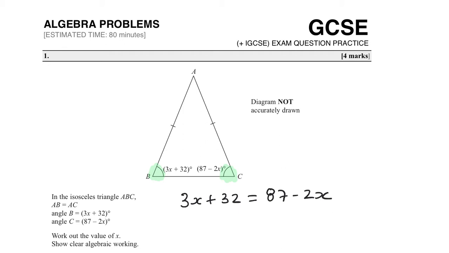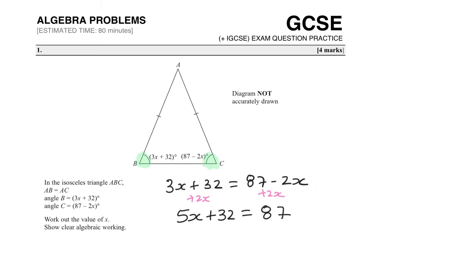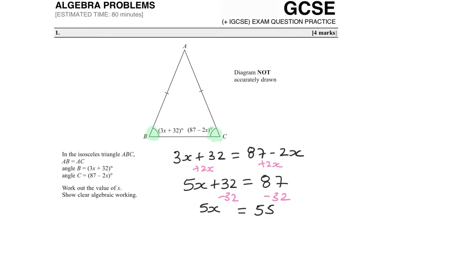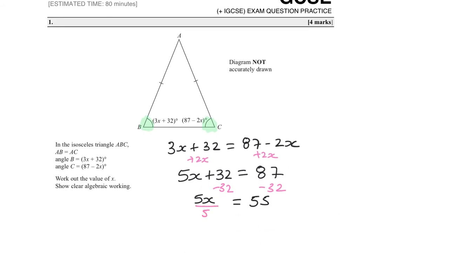So off we go. From there, I'm now going to use my balancing scales. I'm going to add 2x to both sides because what I want is x on one side, numbers on the other. So I get 3x plus 2x is 5x plus 32 equals 87, because minus 2x plus 2x is 0. And then I'm going to minus 32 from both sides. So I'm going to get 5x plus 32 minus 32 is just 5x equals, and 87 minus 32 is 55. I'm then going to divide both sides by 5.